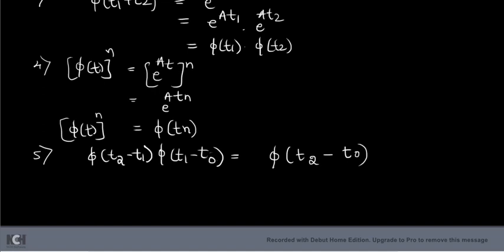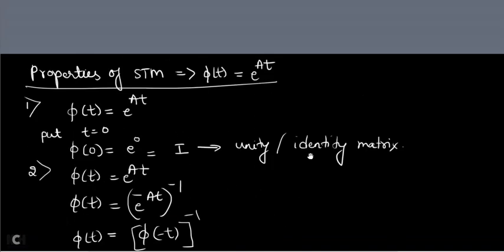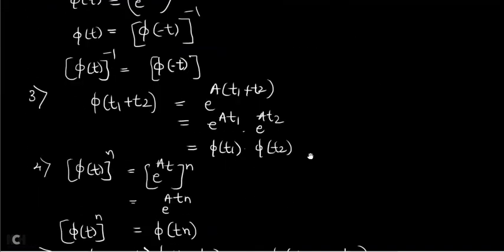The proof of this property is just 2-3 simple lines that you can understand on your own. t2 is some time, t1 is some other time, and t0 is some other time. If you multiply these two state transition matrices, you will get a new state transition matrix of time t2 minus t0. That is the total of 5 properties of the state transition matrix, STM.